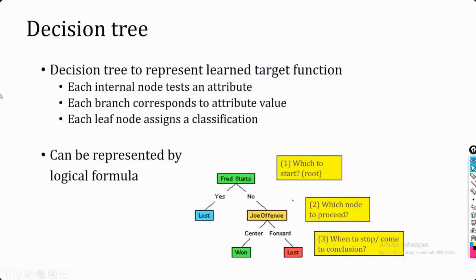Okay. Before moving to further details, there are three things we need to address when using this decision tree. We have already covered what your internal nodes and branches are. The main question is from which node we need to start. Next, with which node we need to proceed further, and at what point we need to stop. By addressing these questions, you are able to build your decision tree.